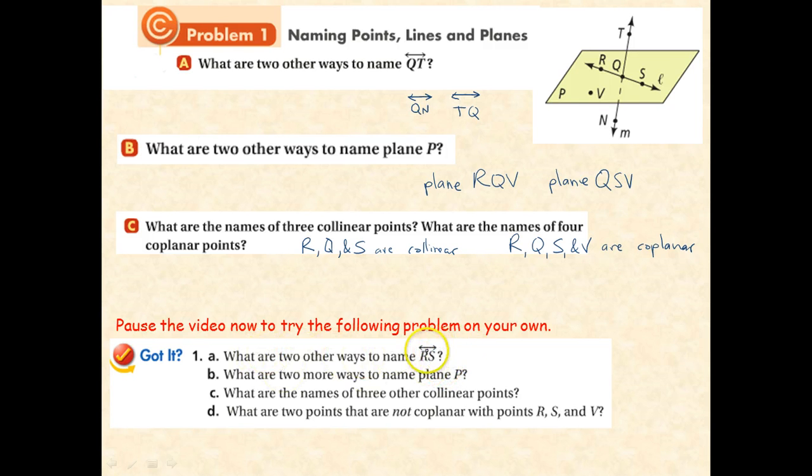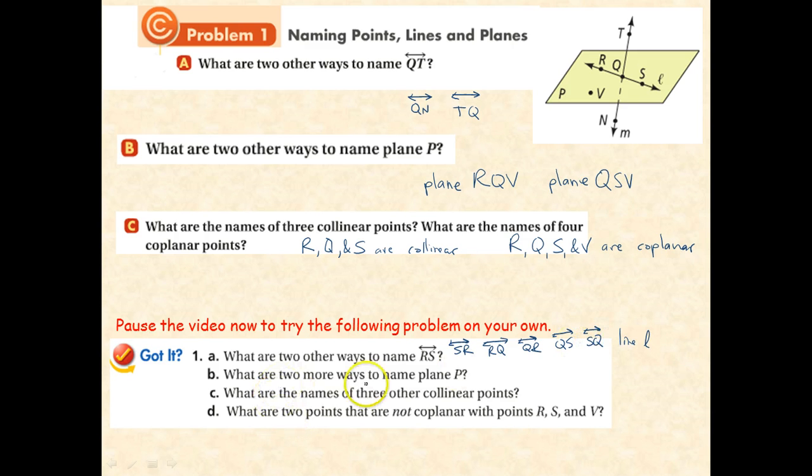What are 2 other ways to name line RS? Well, I'll give you a few. We can call it line SR. That's for one. We can call it line RQ. We can call it line QR. We can call it line QS. And we can call it line SQ. And those are all just different names for the same line. Oh, we can call it line L. It's got the little L there, so we can call it line L.